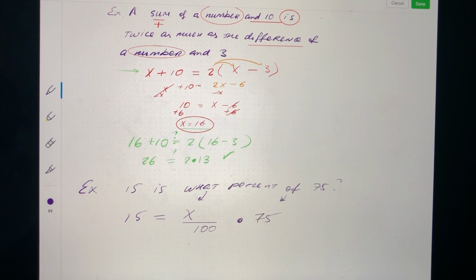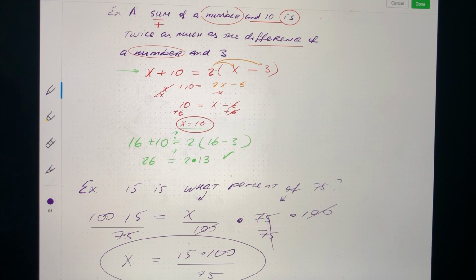So at this point we see that we have 75 divided by 100. We could simplify that, or we can simply undo everything and get x by itself. So to undo divided by 100, we multiply both sides by 100. So times 100, times 100, these cancel off. That makes 15 times 100. To undo the multiplication by 75, we divide both sides by 75. These cancel. This is the answer. All I need to do is type it in my calculator to see what comes out.